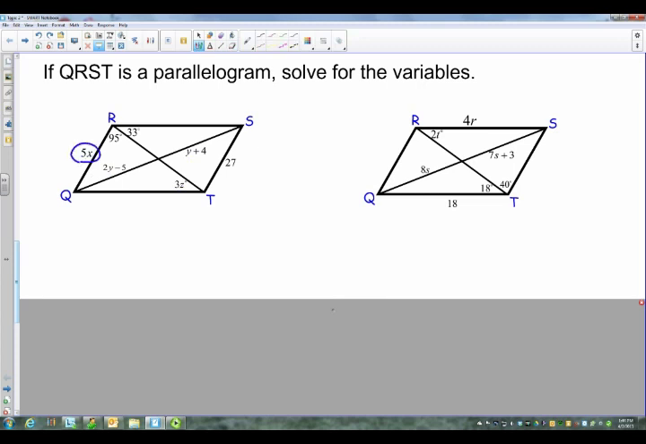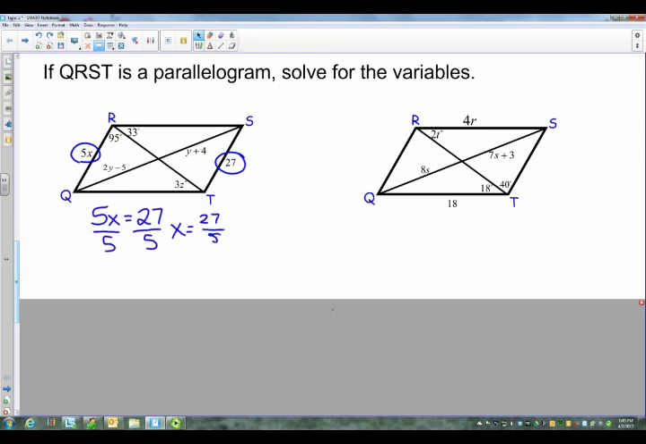Okay? The X has the side QR, it's 5X. Now, because this is a parallelogram, opposite sides are congruent. So what that means is that your 5X is equal to 27. They are congruent. So solving for X, you divide by 5, that gives you a value of 27/5 for X.